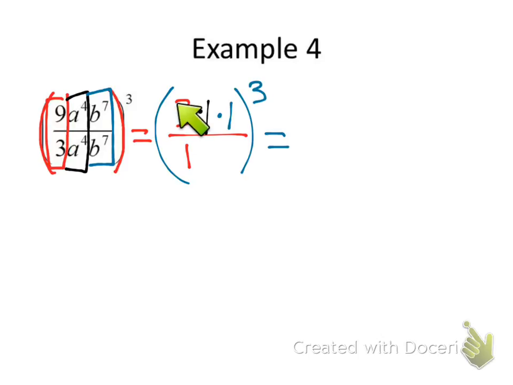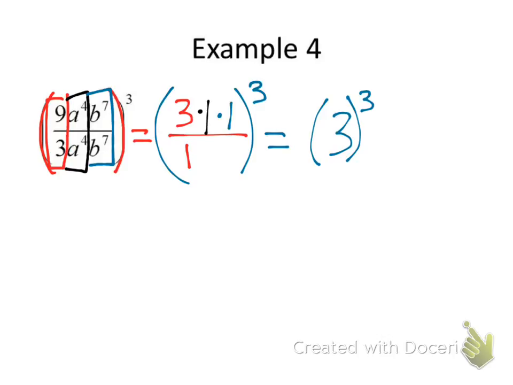What is 3 times 1 times 1 divided by 1? What's 3 times 1? Times 1. Divided by 1. 3. It's just 3. Inside the parentheses, all that simplifies down to a 3.